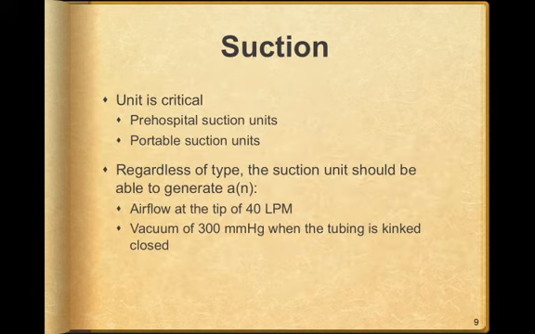We'll talk about that. Suctioning. A suction unit is essentially critical, and there are various types found on the ambulance. There are pre-hospital suction units available. They generally run off a battery. And then there are portable suction units. Pre-hospital suction units can be hand-powered, oxygen-powered, battery-powered, or wall-mounted vacuum units. Regardless of the type, the suction unit should be able to generate 40 liters per minute of airflow through the tip and provide a vacuum of 300 millimeters of mercury whenever the tubing is closed.